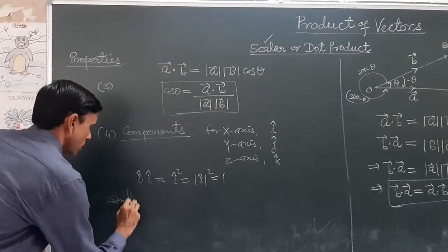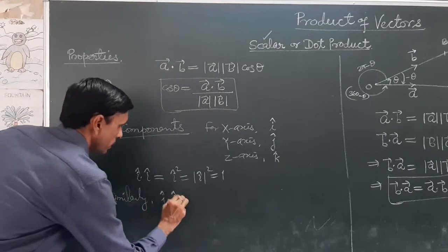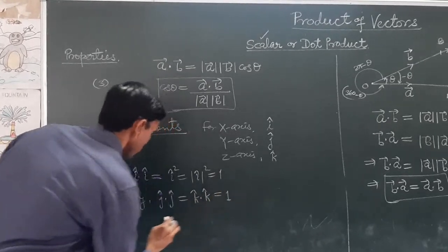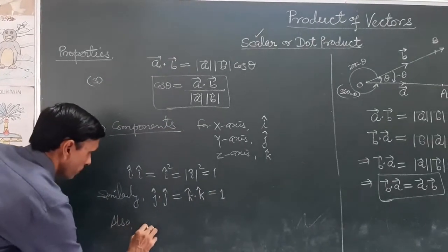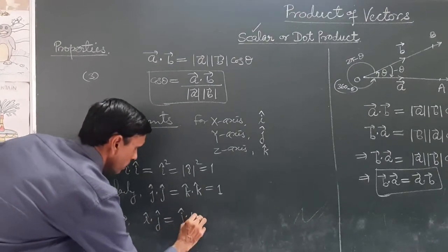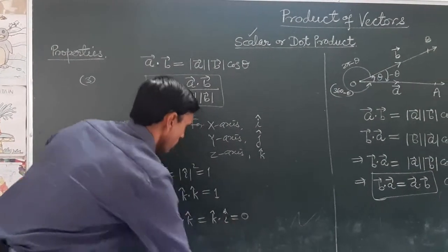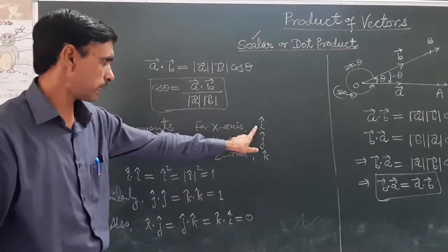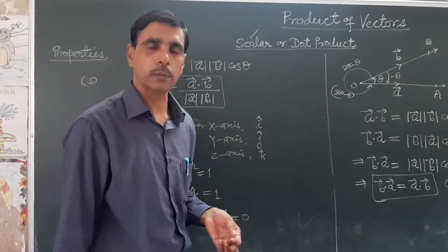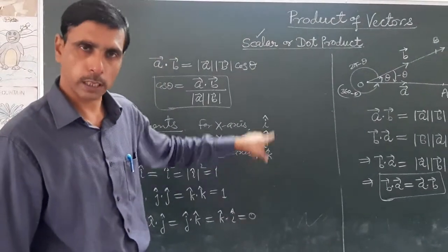Similarly, j dot j, k dot k, this is also 1. Also, what is i dot j, j dot k, k dot i? It will be 0, because i is of the x axis, j is of the y axis, k is of the z axis. These are mutually perpendicular axes, and in the case of perpendicular vectors the dot product is 0. We have just seen that.